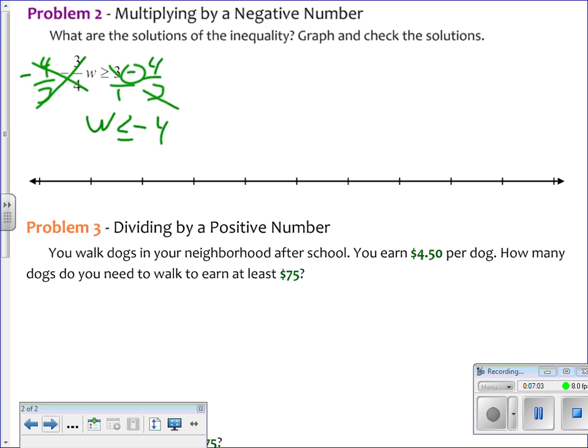Okay? And then once again, graphing. That's easy enough. -4 somewhere. Is my circle filled in or not? Yes, it's filled in. And I want everything less than that. I think the graphing is the easiest part.